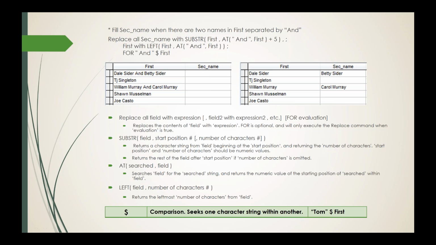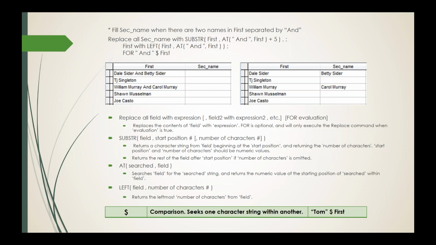So taking into consideration this first record here, we have Dale Cider and Betty Cider. If I was just to use AT and the space "and" space in first as my substring, what would happen is that AccuZip would return in this scenario the very starting position of space "and" space. So for Dale Cider, his first name is 4 characters, then there's a space, and then 5 characters for his last name. So the starting position of "and" in this exact record is 11. It's starting at the 11th position of the first field.